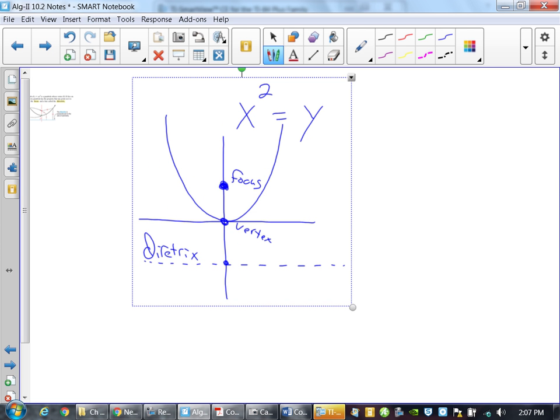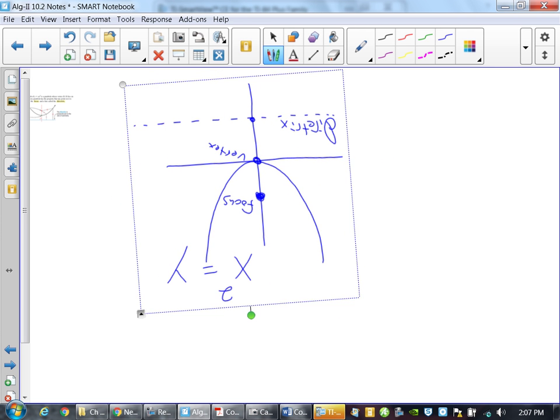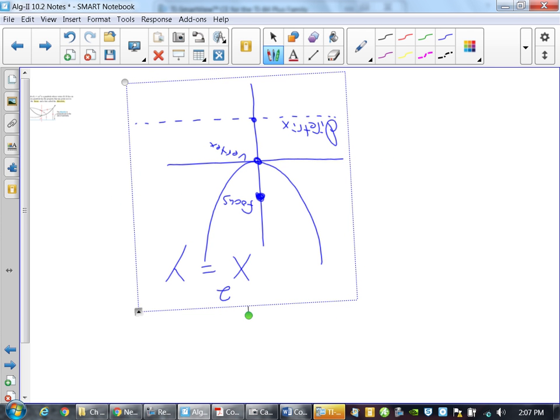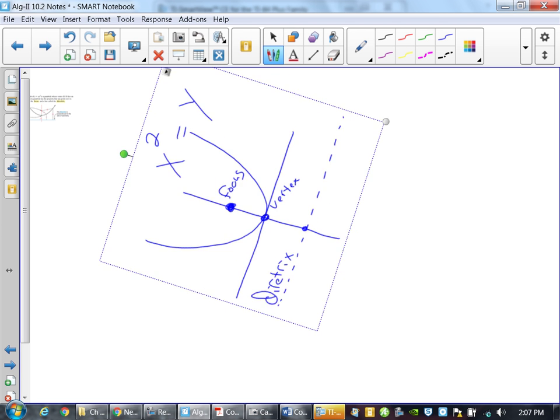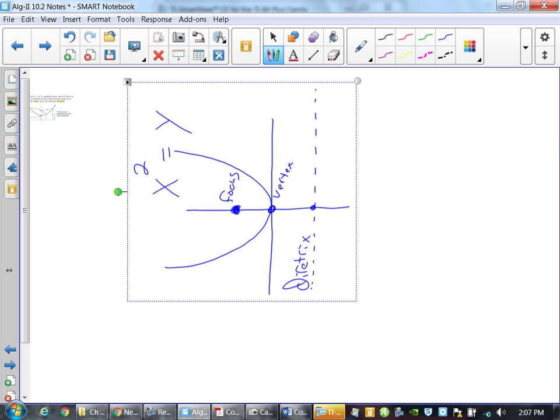If the vertex is opening upwards, the focus is upwards. If it's down, the focus is below it, and where's the directrix? It's above it. They're always going to be opposite each other. If it happens to open to the right, notice the directrix is to the left. And if it's to the left, the directrix is to the right.